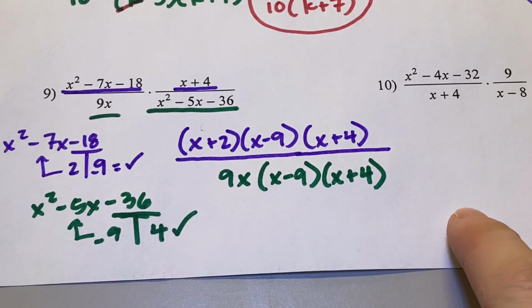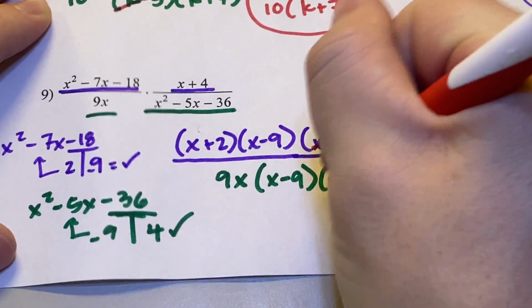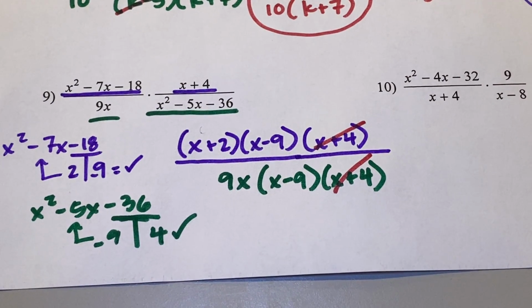And notice I just turned it into one fraction. You can totally do that with multiplication. Now, what's the exact same on top and bottom that we can start canceling? x plus 4 over x plus 4. Get rid of those guys.